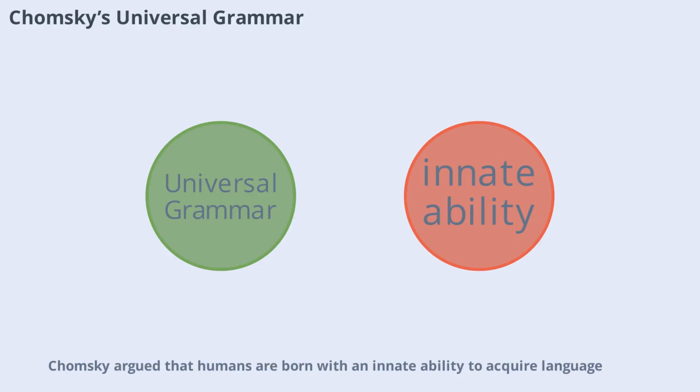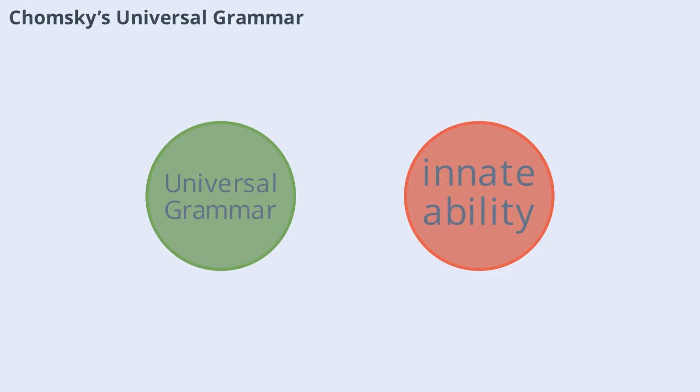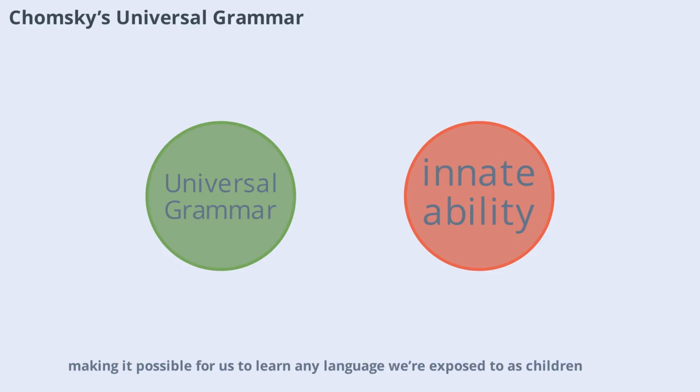Noam Chomsky revolutionized linguistics with his theory of universal grammar. Chomsky argued that humans are born with an innate ability to acquire language. According to this theory, all languages share a common underlying structure, and children naturally pick up language rules without explicit instruction. Universal grammar suggests that language processing is guided by built-in mental structures, making it possible for us to learn any language we're exposed to as children. This idea challenged behaviorist views and sparked decades of research into the nature of language and the mind.